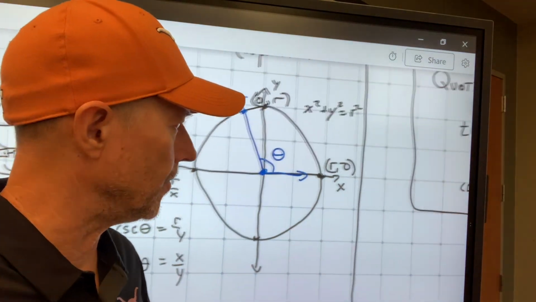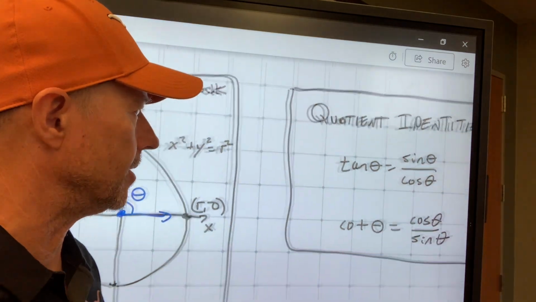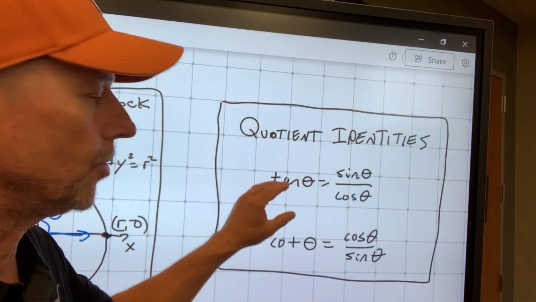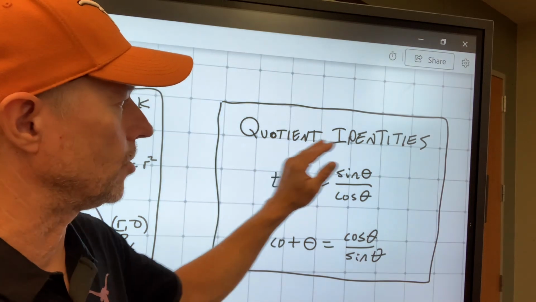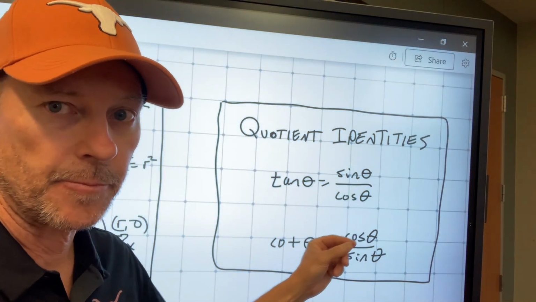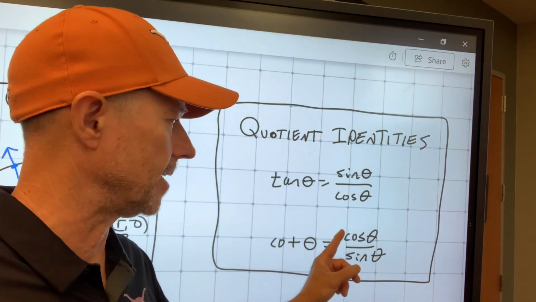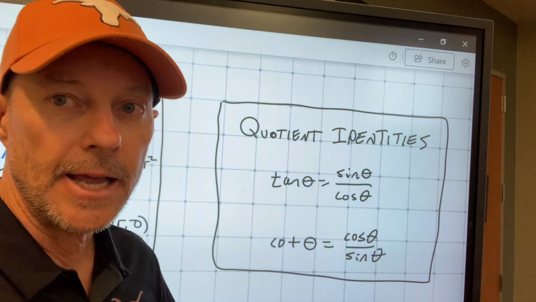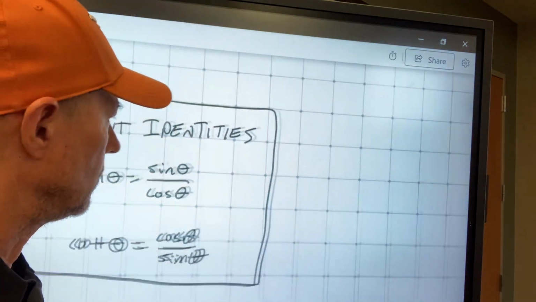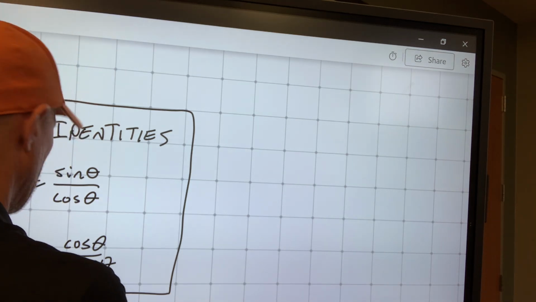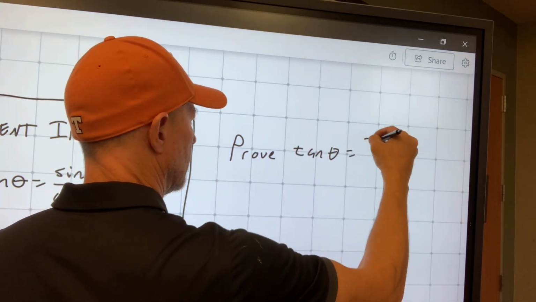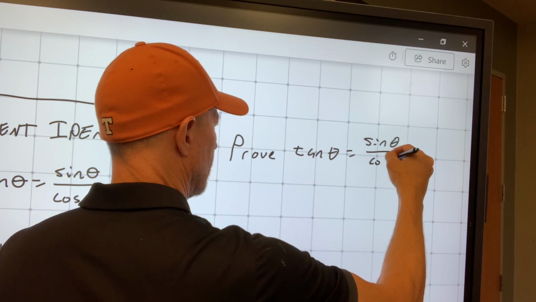Now, what we want to do is be able to use this definition to prove basic identities. And here are two identities that we call the quotient identities. The tangent of theta is the same thing as sine of theta divided by cosine of theta. And cotangent of theta is the same thing as cosine of theta divided by sine of theta. And you want to be able to prove basic identities like this using the definition. So we're going to do that now. So we want to prove that tan of theta is equal to sine of theta over cos of theta.